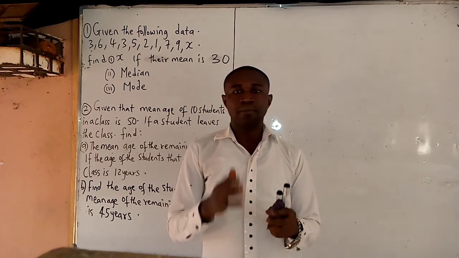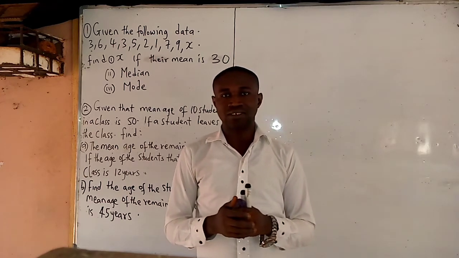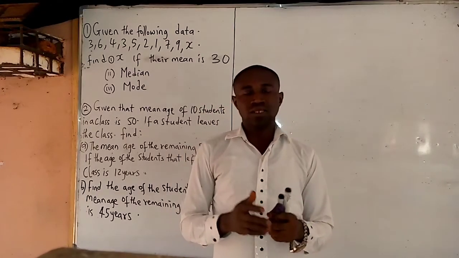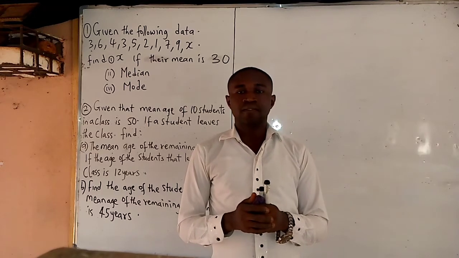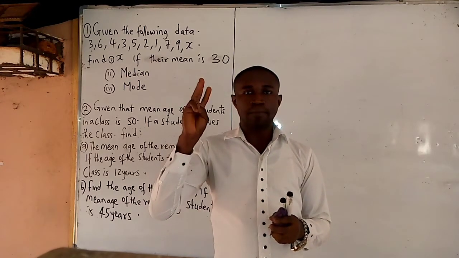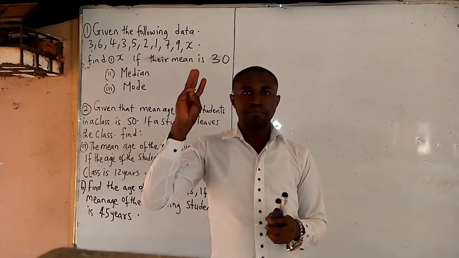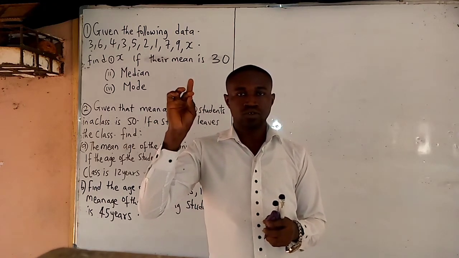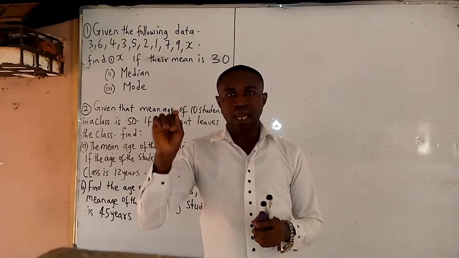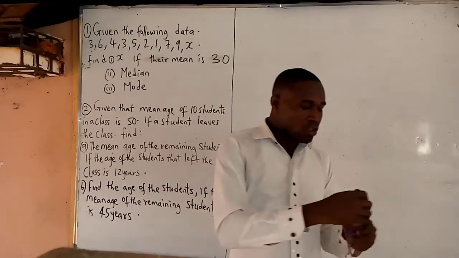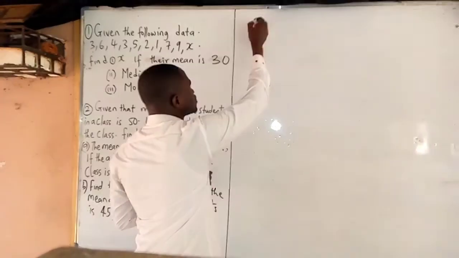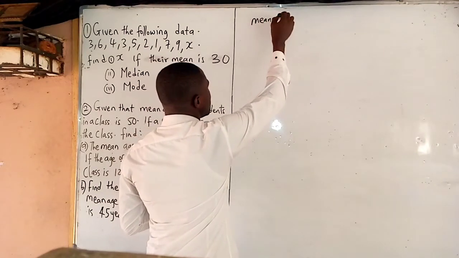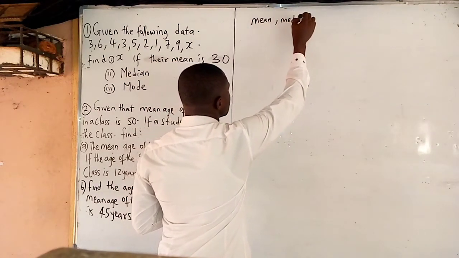Back to the topic, measures of central tendency. What is measures of central tendency? Three things make it up. One, mean. Two, median. Three, mode. Mean, median, mode. Now, I want to see what this mean, median, mode is all about.